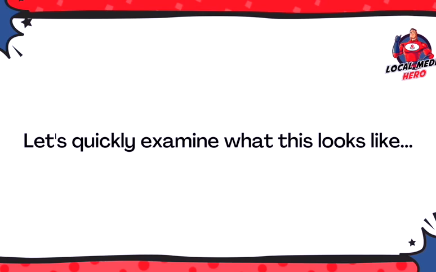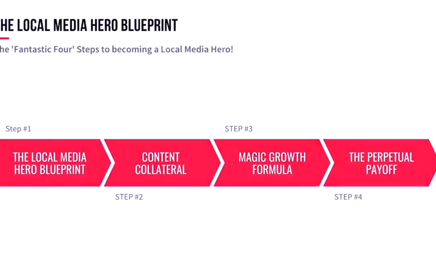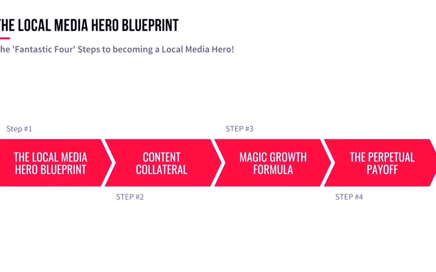So let's quickly examine what this looks like for you and your Facebook page. Essentially, you've got the fantastic 4 steps to becoming a local media hero. In step 1, we're going to be talking about this Local Media Hero Blueprint. We're going to then move into what we call the content collateral. So we're going to explain all the different sources of the content. Of course, we're going to then move into the magic growth formula.